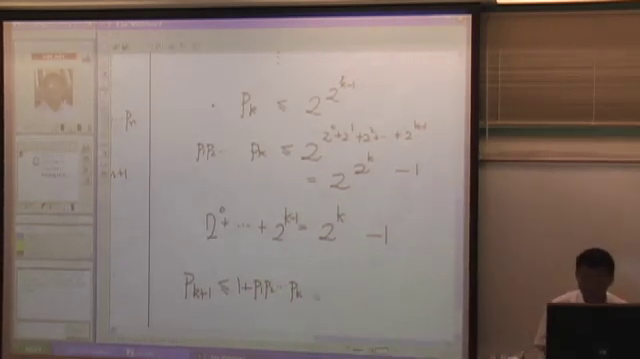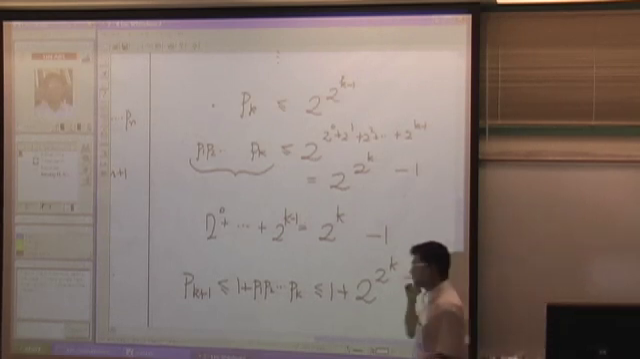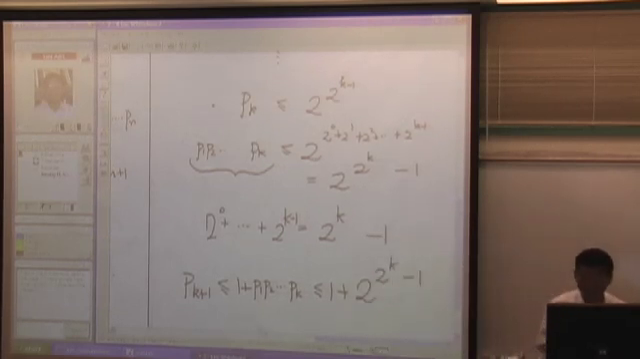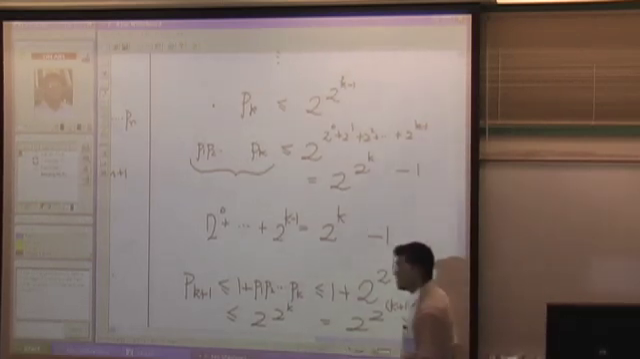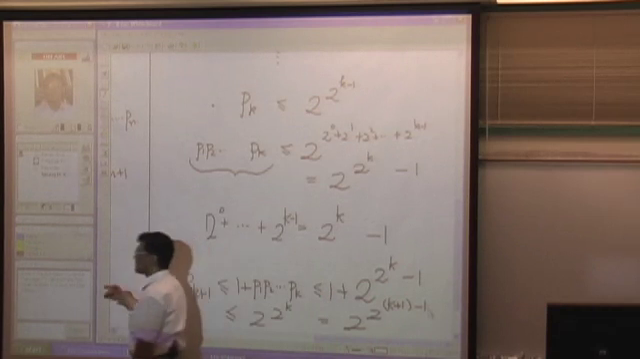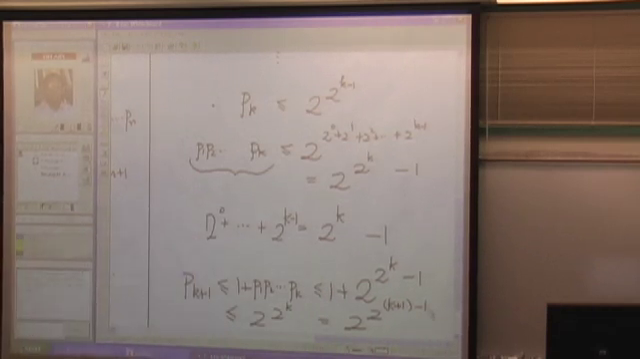Then, this is less than or equal to 1 plus, because of this fact, 2 to the power of k minus 1. Then this is less than or equal to 2 to the power of k, or 2 to the power of k plus 1 minus 1, right? Then done, right? So we prove this fact for k plus 1, assuming k. So we prove this by using induction.